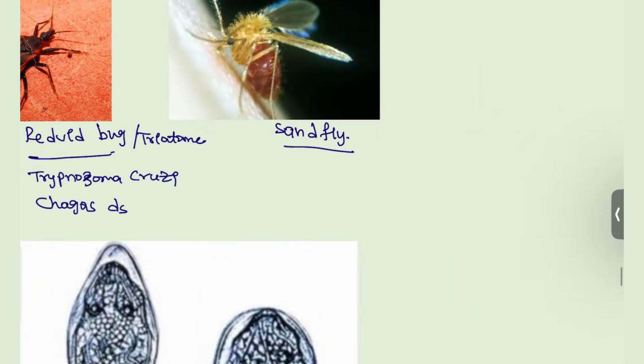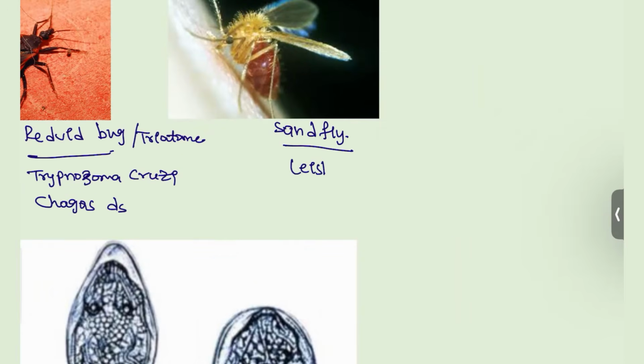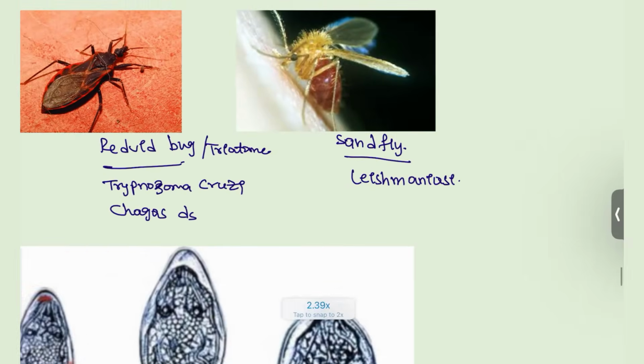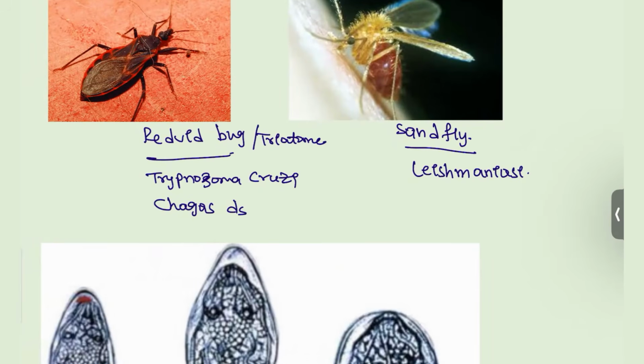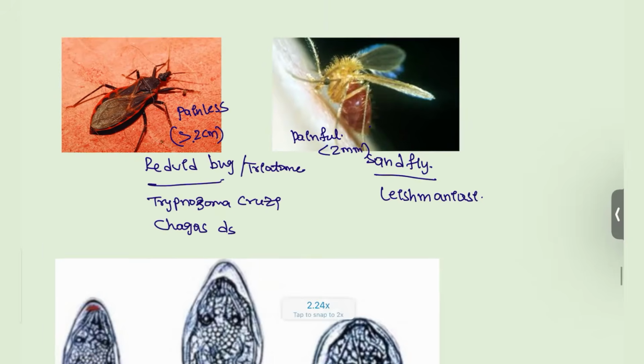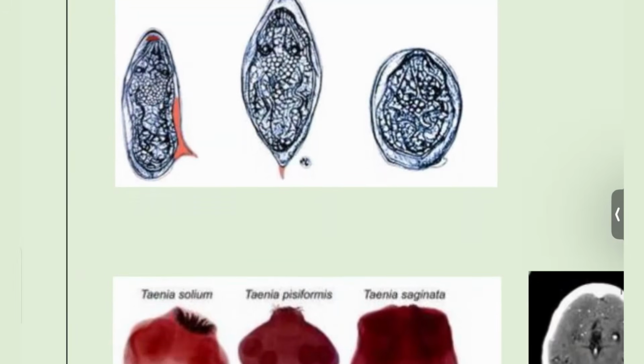Next, the sandfly. This causes leishmaniasis, visceral, all of this will be caused by this one. The redweed bug bite looks like it would be very painful, but it is a painless bite. But with the sandfly, you can feel the bite pain. Painful bite, this is the difference. And the sandfly is very small, less than 2 mm only, while the redweed bug is more than 2 centimeters.